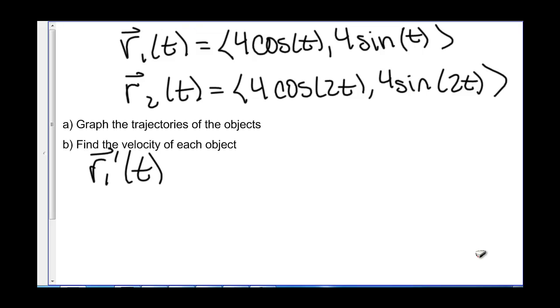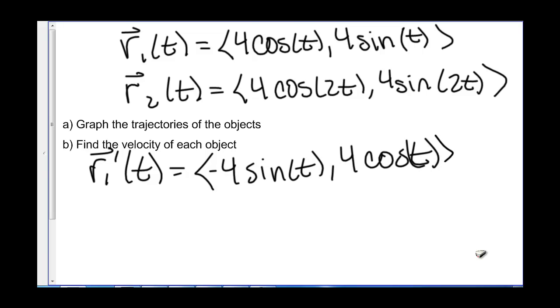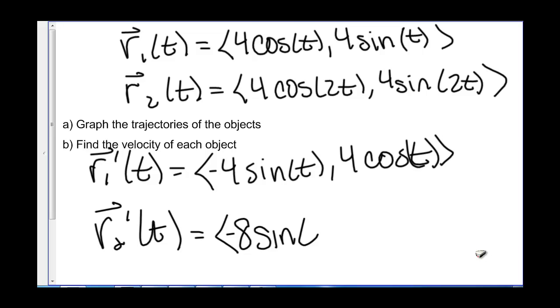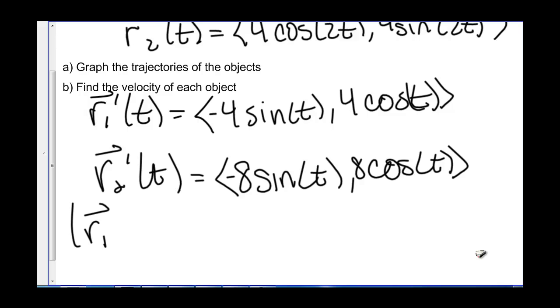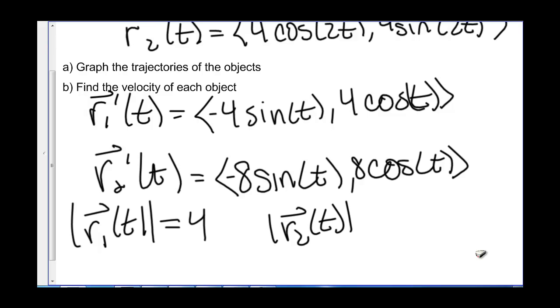r1 prime, we found this before, it was negative 4 sine of t, 4 cosine of t. r2 prime of t is negative 8 sine of 2t, 8 cosine of 2t. And if we found the speed of these, well, we would find the speed of r1. We found that before to be 4, and if we found the speed of r2, which you can check on your own, it is going to give us 8.